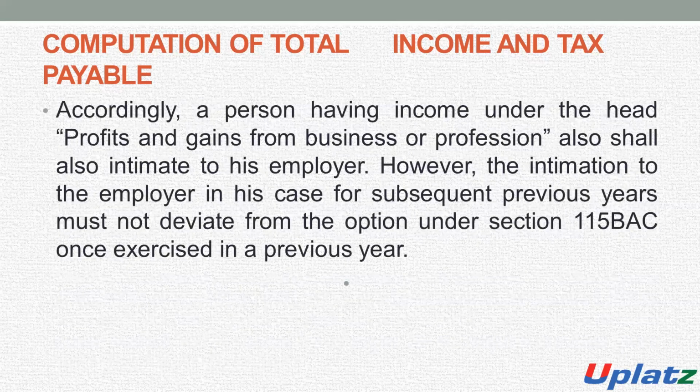Accordingly, the person having income under the head of PGBP will also intimate to the employer about such adoption, so that the employer will calculate the amount of income, and also the amount of TDS, accordingly. TDS will be calculated by the employer. If the employee does not intimate to the employer about such adoption, then the employer will deduct the amount of TDS at the normal rate of income tax.